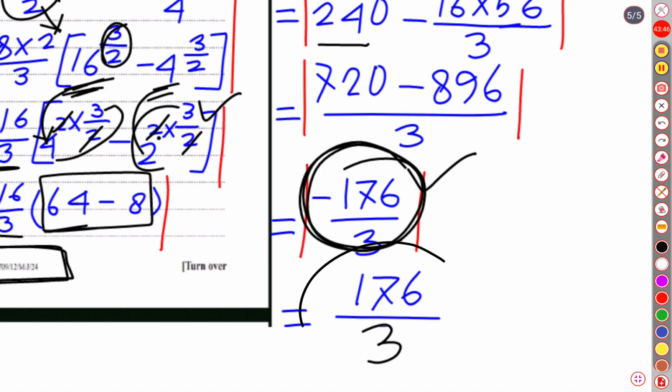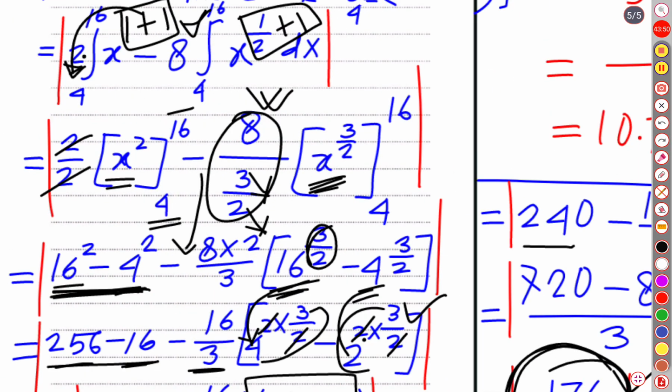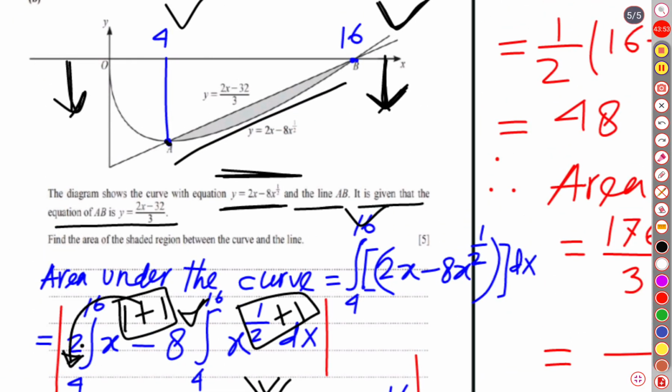Okay, this is not the area of the shaded region. If we go back, they have told us to find the area of the shaded region. Look at this, the area of the shaded region. The shaded region is this portion. But what have we found? We have found the area under the curve, meaning all of this portion.